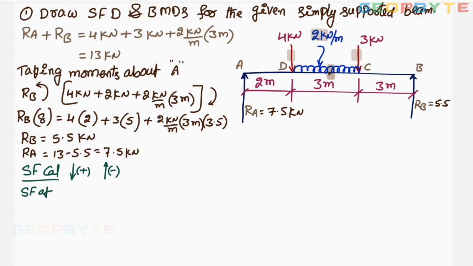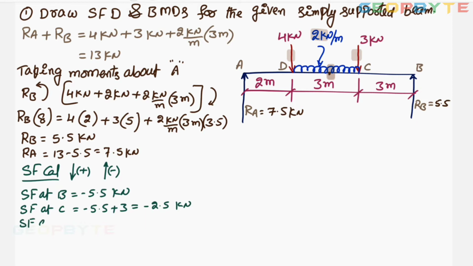Shear force at B. At B it is an upward force. Upward force is taken as negative, minus 5.5 kilonewtons. Similarly, shear force at C: already minus 5.5 is there, plus at C it is a point load, a downward load. The downward force is positive, plus 3 equals minus 2.5 kilonewton.